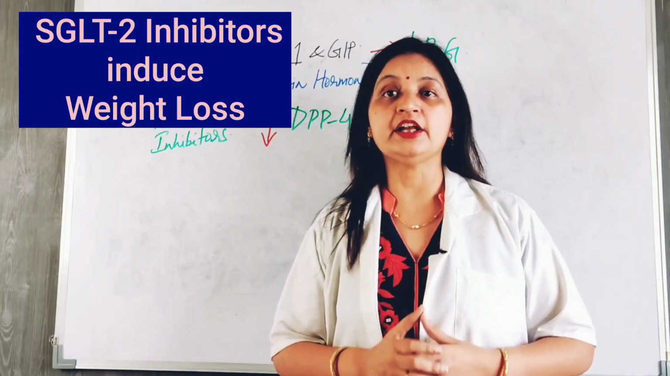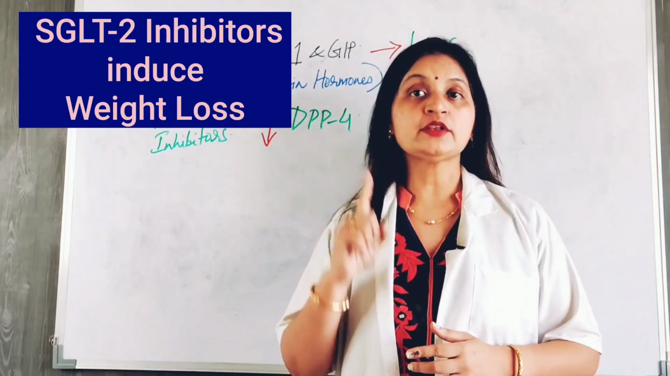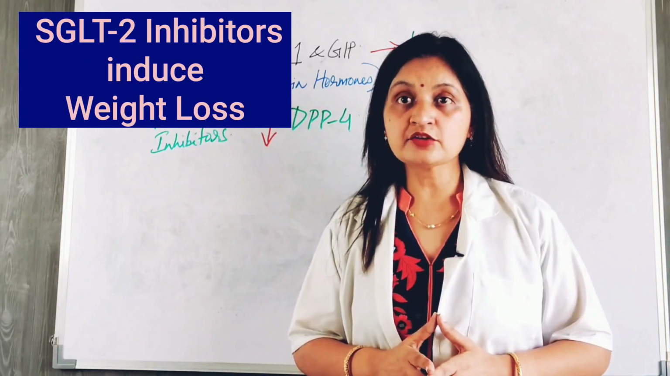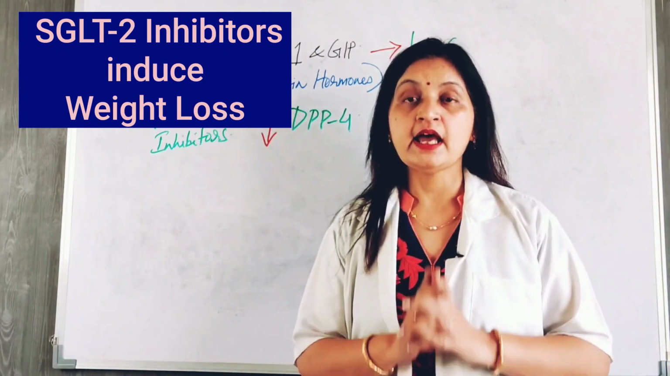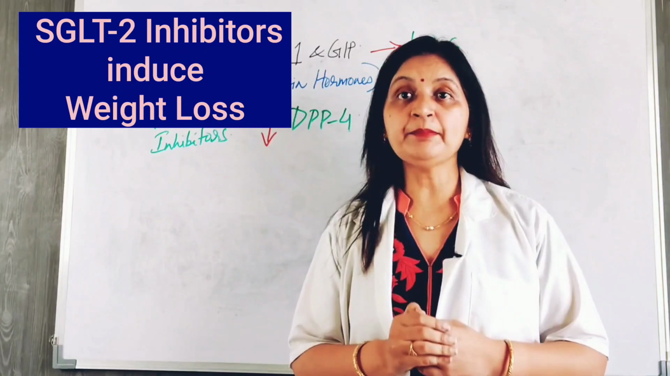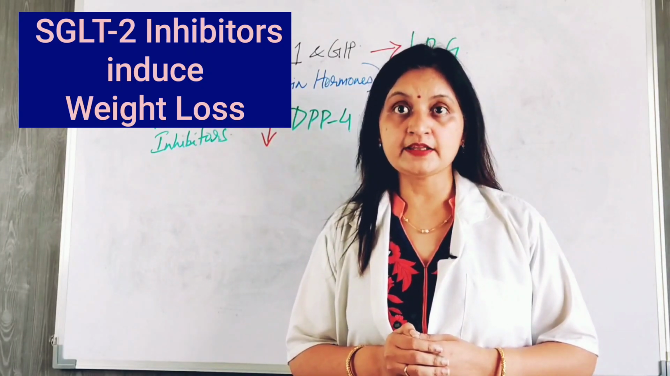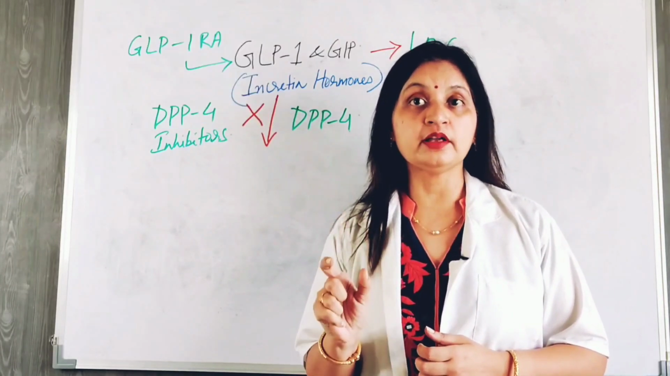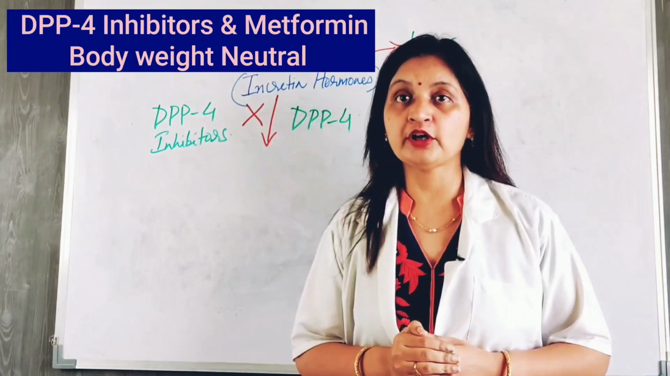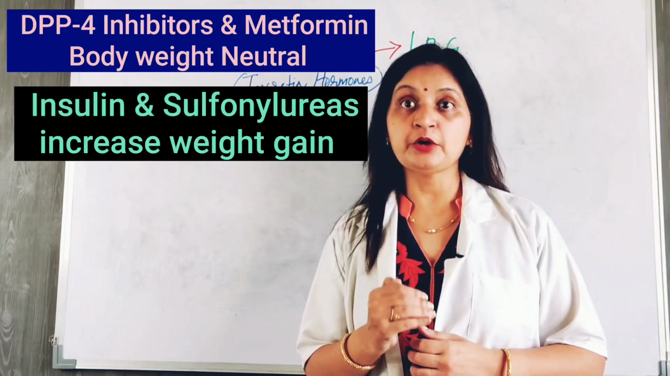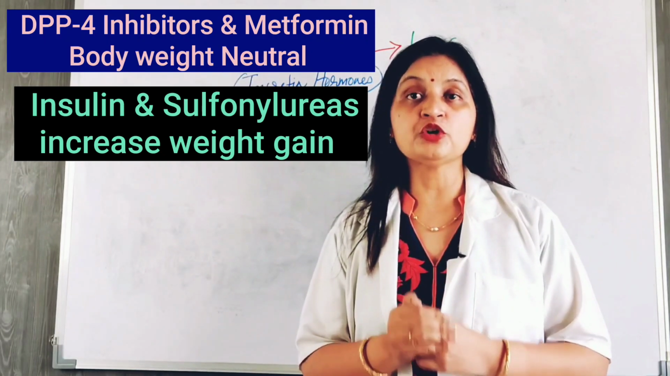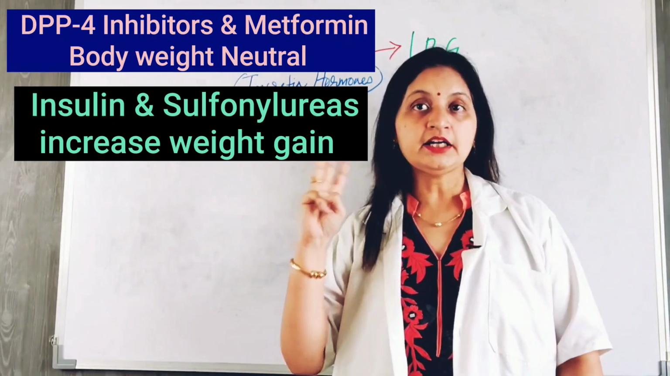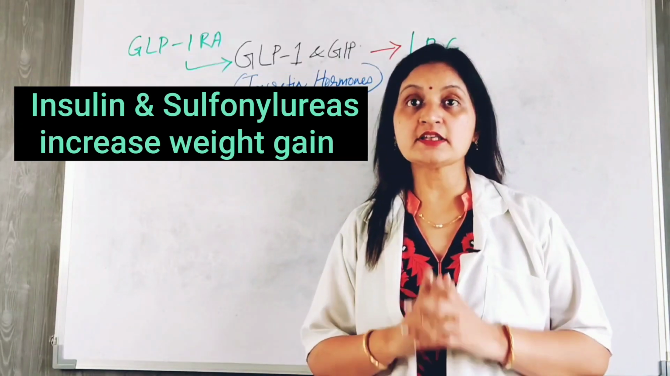Also, there is a second anti-diabetic drug class, SGLT2 inhibitors, that produces weight loss. In contrast, DPP-4 inhibitors and metformin are considered body weight neutral. They have no effects on body weight, while sulfonylurea, the oldest class of anti-diabetic drug, and insulin are known to produce weight gain.